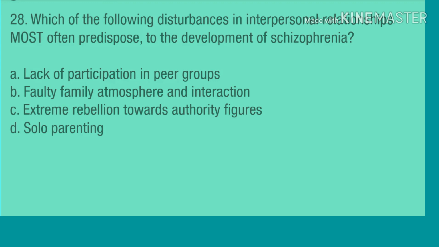Question 28. Which of the following disturbances in interpersonal relationships most often predispose to the development of schizophrenia? A. Lack of participation in peer groups. B. Faulty family atmosphere and interaction. C. Extreme rebellion towards authority figures. D. Solo parenting. Answer, B.